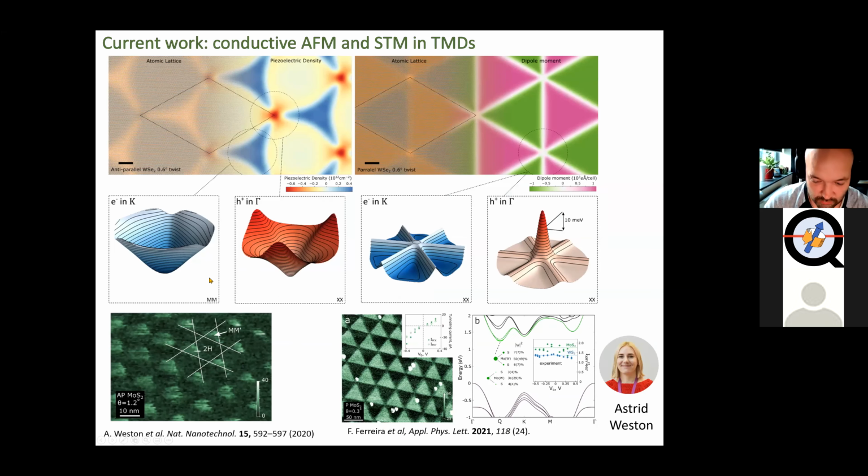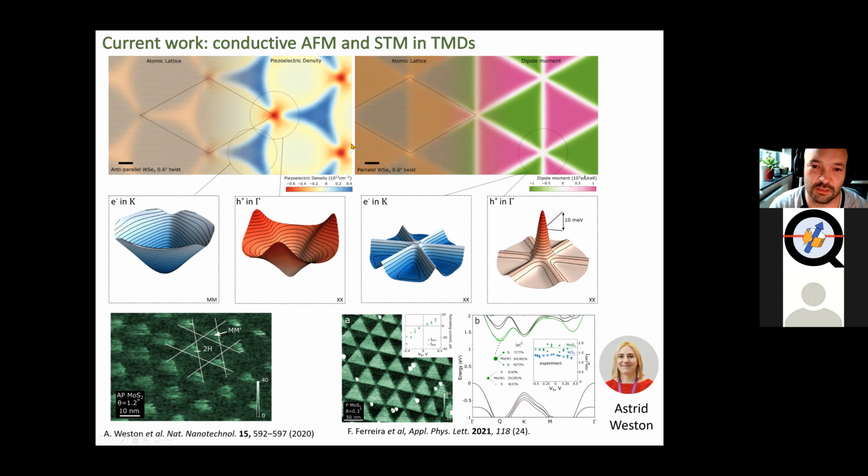So just to summarize what we've been talking about so far, there are two configurations, parallel and anti-parallel. They result in a very different layout of the reconstruction, with parallel being triangular and equal, anti-parallel being mostly 2H with small seeds of stacking. And the reconstruction creates a piezoelectric charge distribution that would modulate the electronic properties.